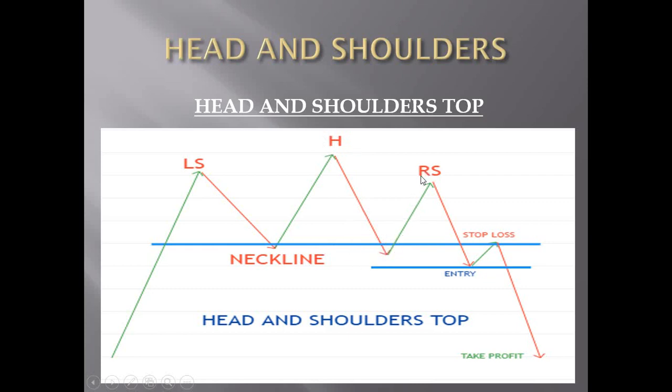When it goes down, it will find the support level, which is the neckline. After it tests the neckline again, it will climb up again. Thereafter, the market will complete the right shoulder. The right shoulder will be completed at the same level as the left shoulder. Once the market completes the right shoulder, it will go down.